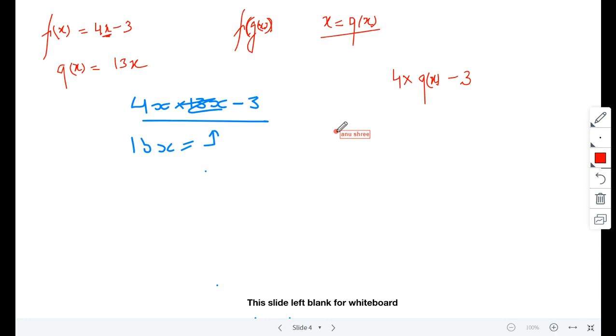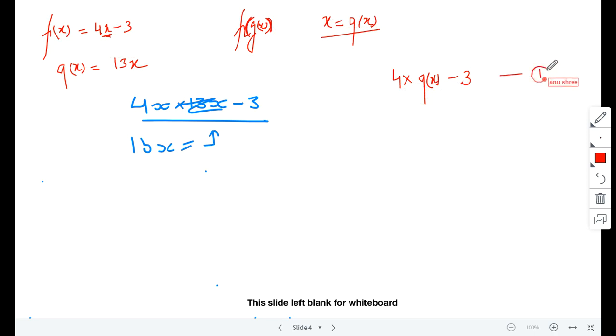Yes, can you hear me? So I was saying, whatever you see inside this small bracket, you have to put equal to x. So it will be x equals g(x). And then you have to put g(x) in place of x. So it becomes 4 multiplied by g(x) minus 3. That's the first step you have to do.